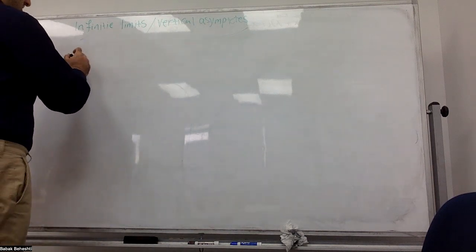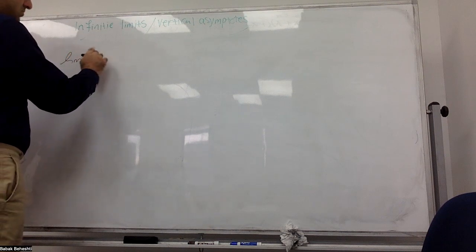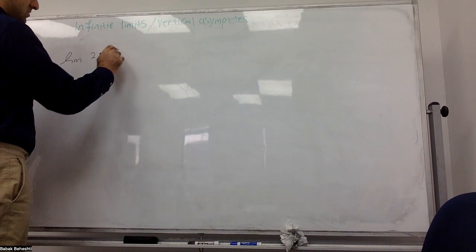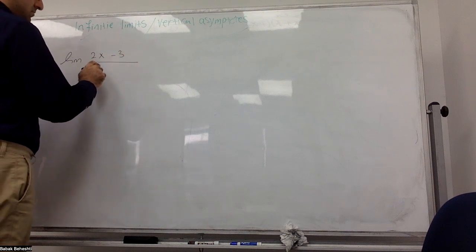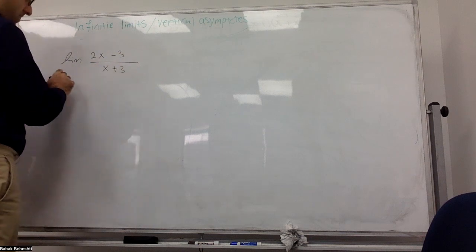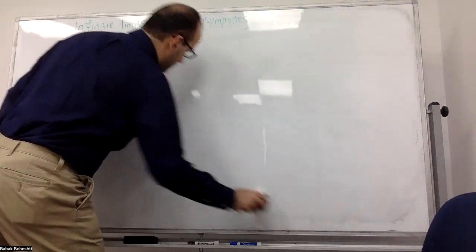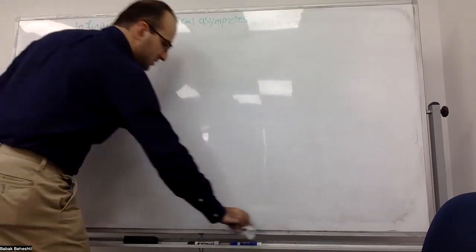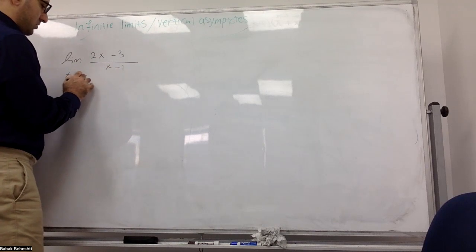So sometimes we have more complicated situations. For example, look at this example. Limit of 2x minus 3 over x minus 1, x goes to 1 plus. Let me begin with this before going on.